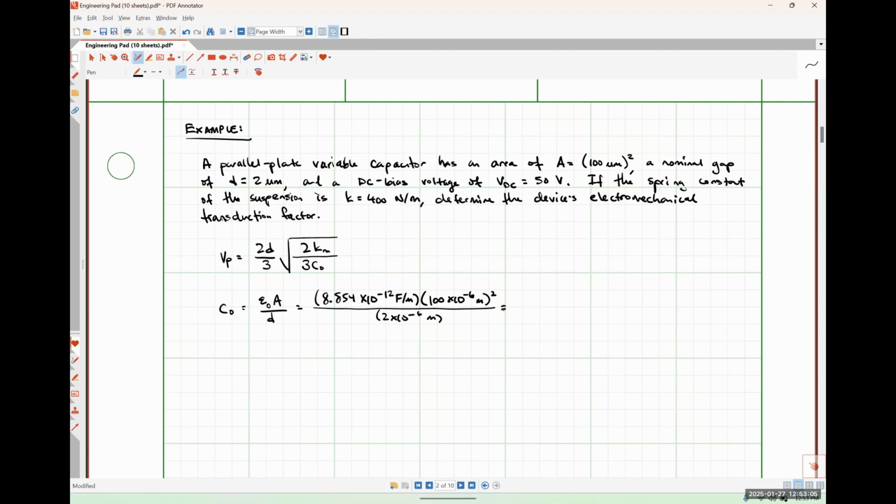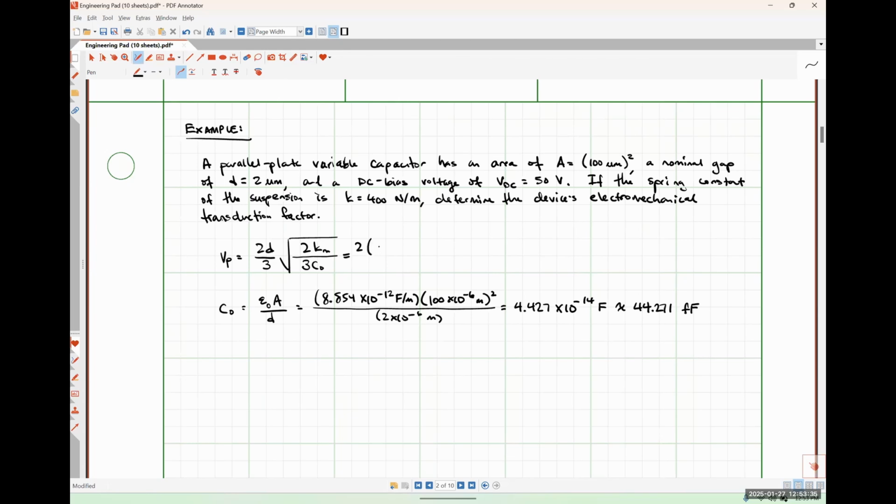And when I threw this into MathCAD, I wound up getting 4.427 times 10 to the minus 14 farads, or 44.271 femtofarads. So if I put this value of capacitance into my pull-in voltage equation, I'm just going to come back up here to the top.